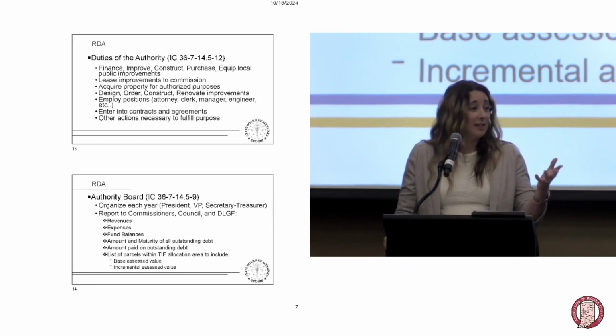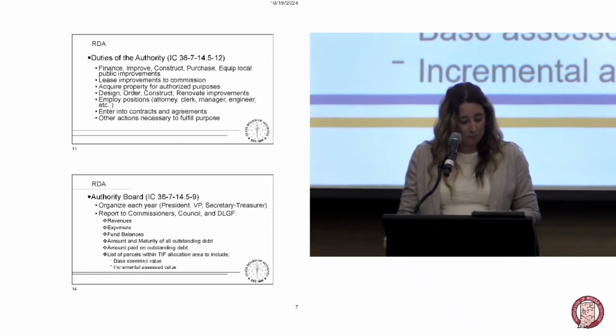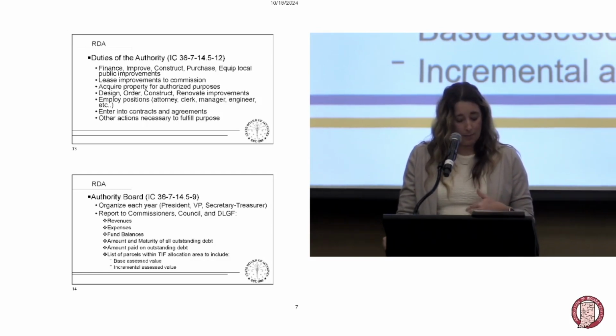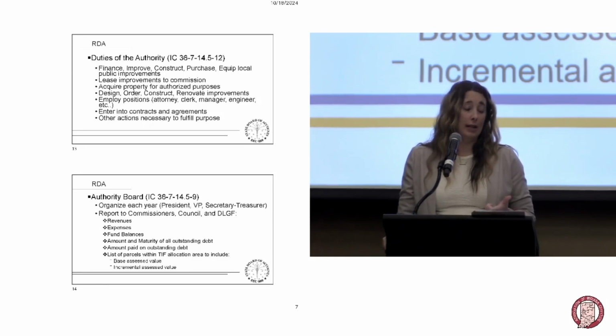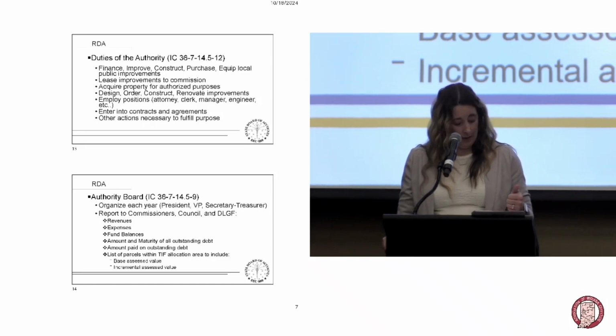I almost said commission. See, I almost did. The authority also, no later than April 15th of every year, has to submit a report setting out the activities of the preceding calendar year. They have to do this to the executive and fiscal body, so they need to present it both to the commissioners and to the council. They need to send it to the Department of Local Government Finance.